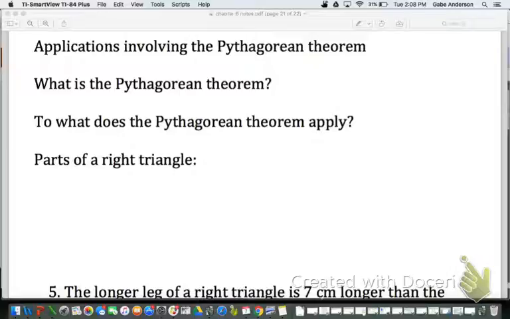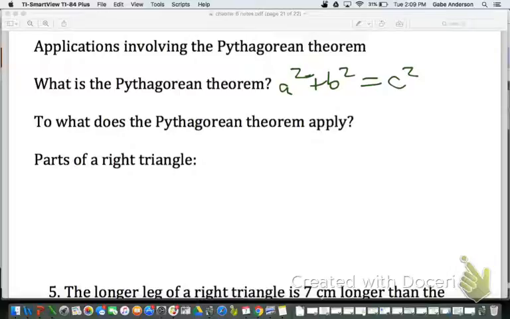So, we are going to do some Pythagorean theorem applications. Have you ever heard of the Pythagorean theorem? Okay, a couple questions. First question, what is it? A squared plus B squared equals C squared. That is correct. That is a way that the Pythagorean theorem is often presented. Apples plus bananas equals coconuts.